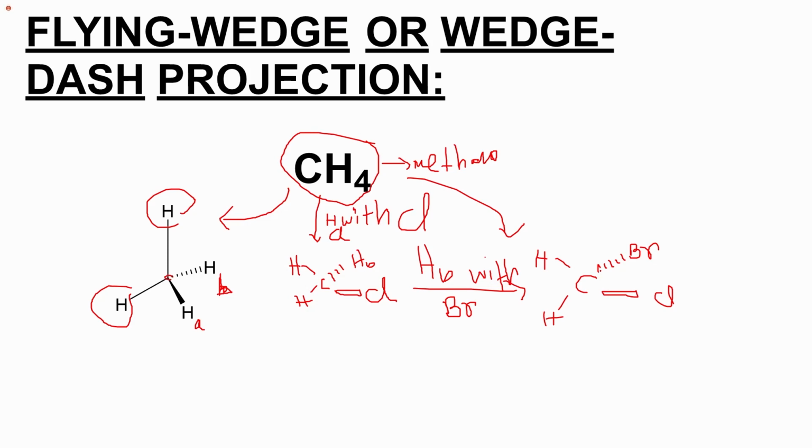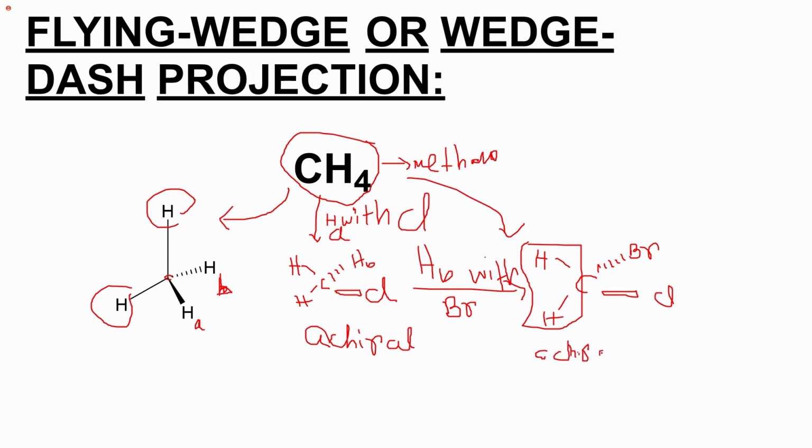So let's say this carbon has two hydrogens in the plane. Now the bromine is below and the chlorine is above. They are oriented in this way. So chlorine is in the above position and the bromine is in the below position. Still this is not chiral. This is also achiral. I want to get a chiral version of the methane.